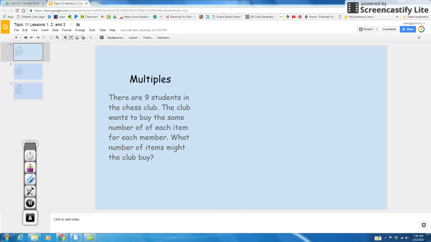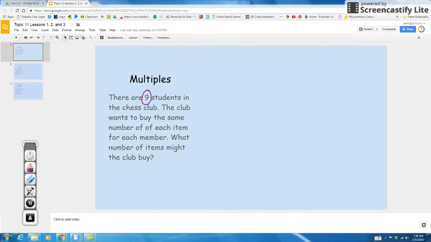We're going to start with multiples. And we're going to use this word problem to help us figure out what multiples are before I actually give you the definition. It says there are 9 students in chess club. The club wants to buy the same number of each item for each member. What number of items might the club buy? So there's 9 students in that club, and they want to buy each of those members the same number.